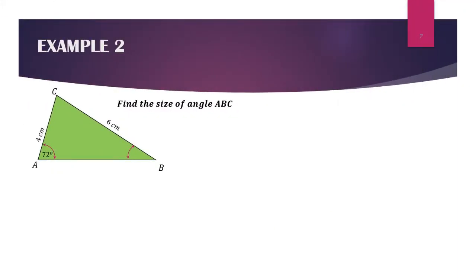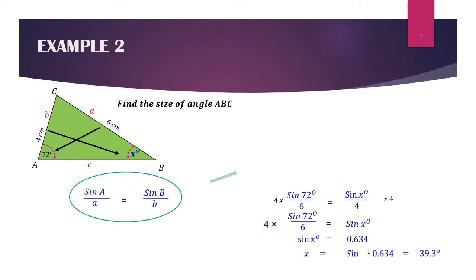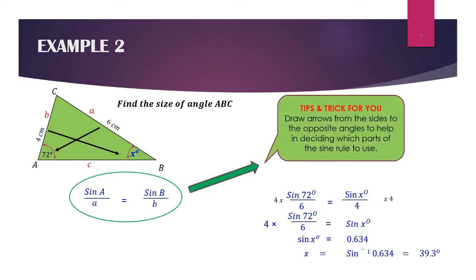Okay, next go to example 2. Find the size of angle ABC. So angle ABC is the unknown angle. So 6 centimeters is opposite to 72 degrees and 4 centimeters is opposite to x degrees. Okay, next. Sine A over a equals sine B over b. Sine 72 degrees over 6 equals sine x degrees over 4. So by cross multiplying, or multiplying both sides by 4, we get sine x equals 0.634. And x is sine inverse of 0.634, which equals 39.3 degrees. Just use your calculator to solve this one, okay? Remember, tips and trick for you.